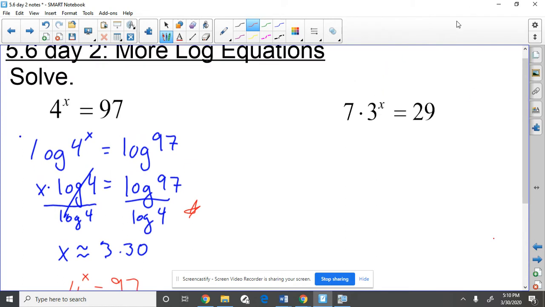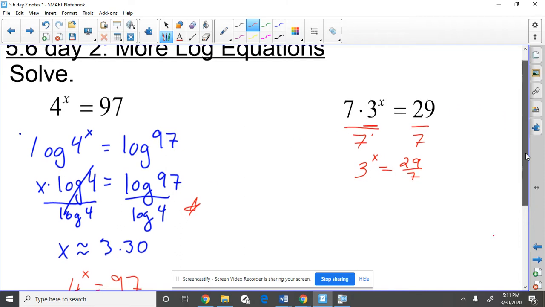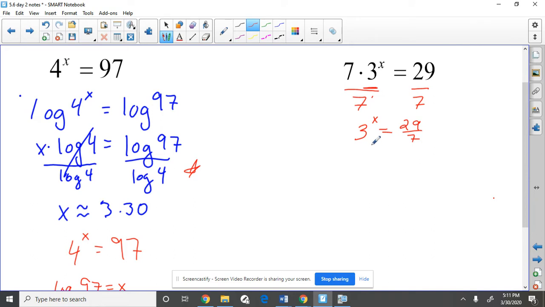When you're solving these kinds of problems, you cannot go to logs until this base is isolated. So in a problem like this, 7 times 3 to the x, you cannot multiply the 7 times 3. You have to divide both sides by 7 first. So I get 3 to the x equals 29/7. And now I can go by either method that I used over here. I can either take the log of both sides, or I can change the log form. Again, if you change the log form, the base of the exponent is the base of the logarithm. Then I put the 29/7 as my argument, and that's equal to the exponent x.